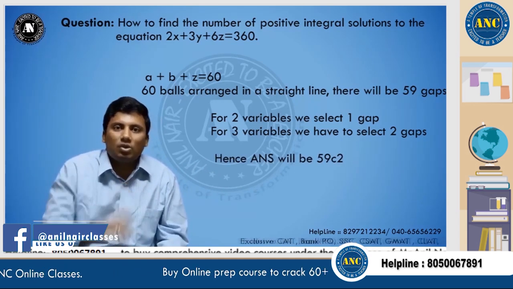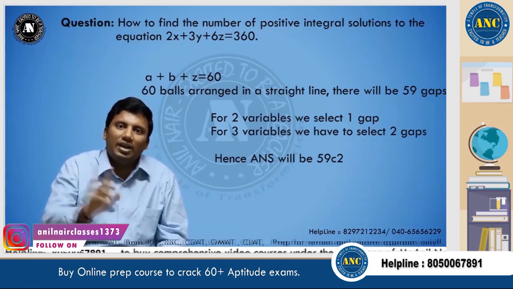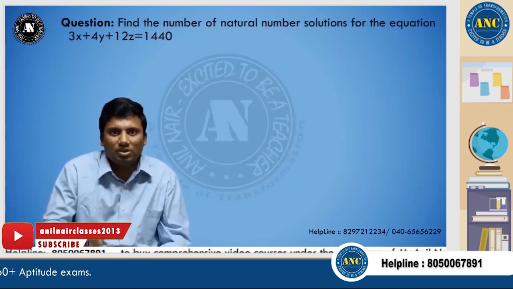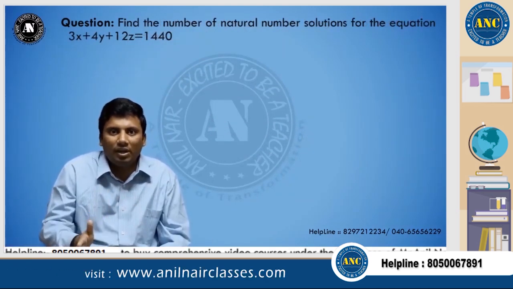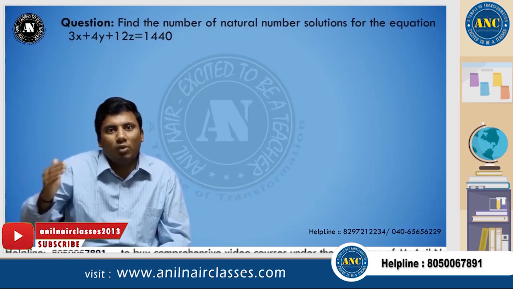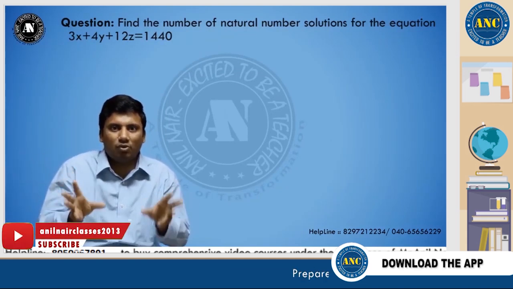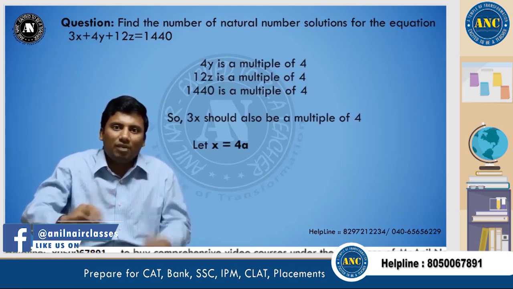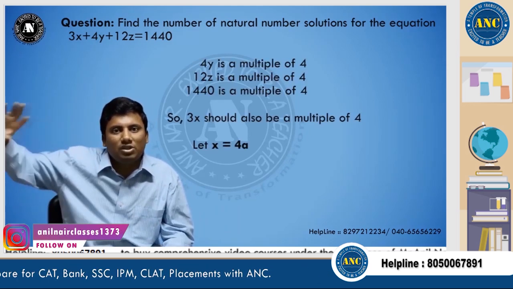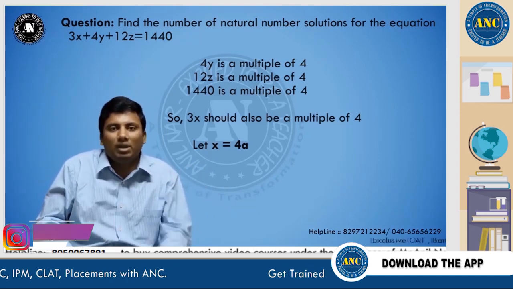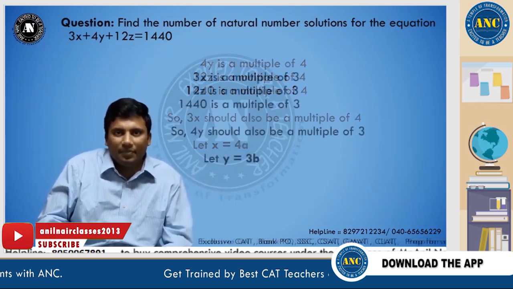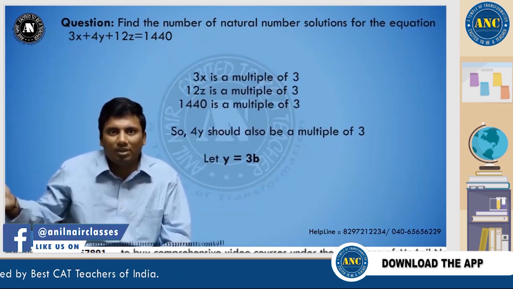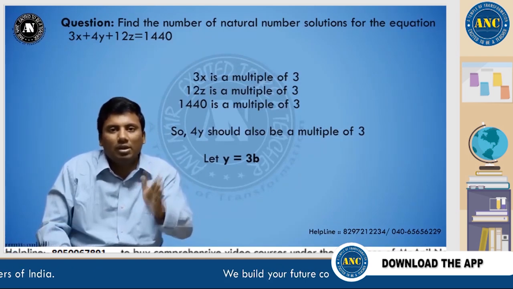One more replica question to understand it effectively and efficiently. Find the number of natural number solutions for the equation 3x plus 4y plus 12z equivalent to 1440. 4y is a multiple of 4, 12z is a multiple of 4, 1440 is a multiple of 4, so 3x should also be a multiple of 4, x will be 4a. 3x is a multiple of 3, 12z is a multiple of 3, 1440 is a multiple of 3, so 4y, y should also be a multiple of 3.